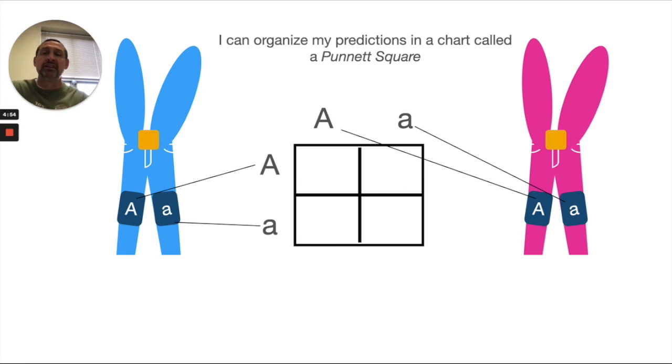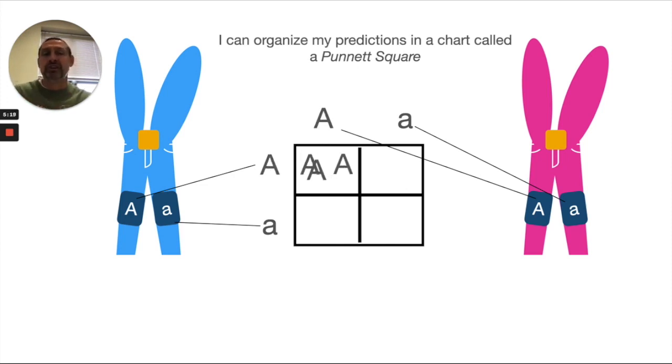So if the guy can give the big A or the little a, we'll put that on one side of our Punnett square. The girl with the big A, little a, we'll put that across the top of our Punnett square. And then we can match up all the possible combinations between the guy's big A and the girl's big A and little a. The guy's little a and the girl's big A and little a. So it kind of looks like this.